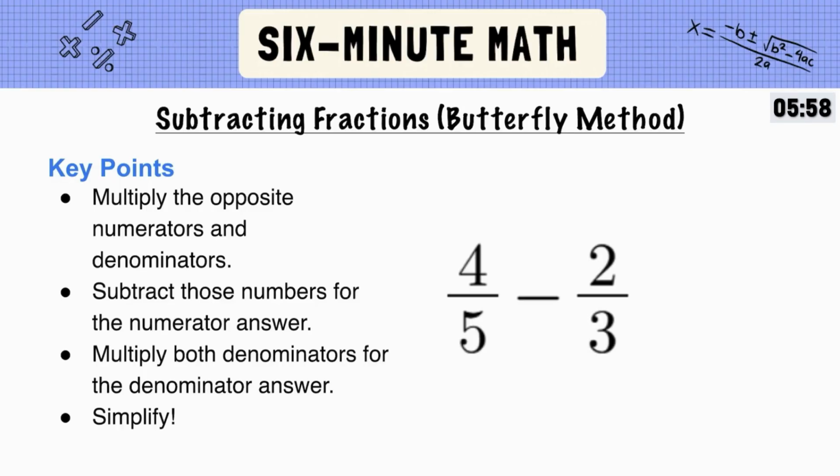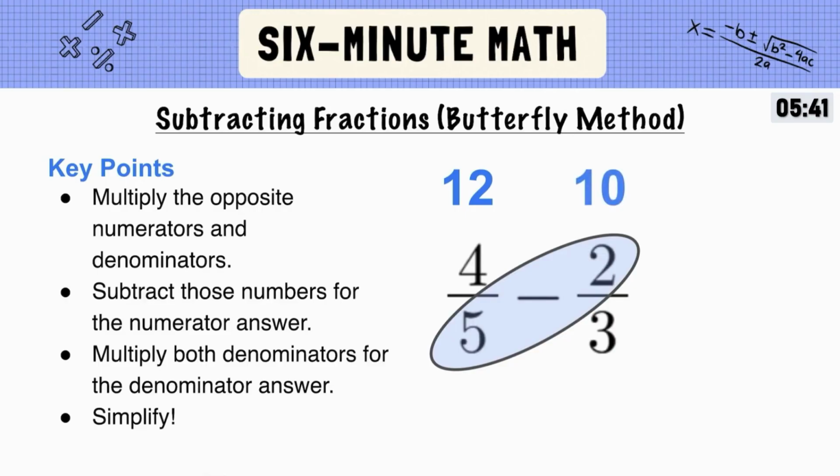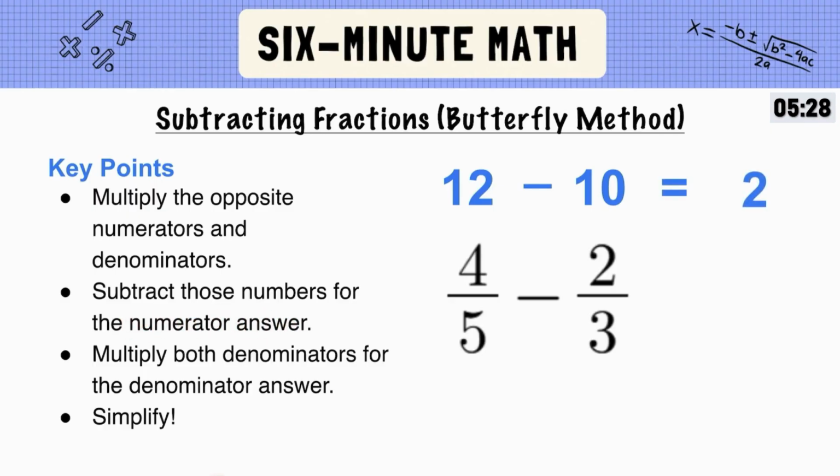Our key points today when we are subtracting fractions using the butterfly method is we are first going to multiply the opposite numerator and denominators together. What does that look like? 4 times 3 is 12, and 5 times 2 is 10. I am subtracting my fractions, which means I am going to subtract those two numbers together to get an answer of 2, and this is my numerator answer.